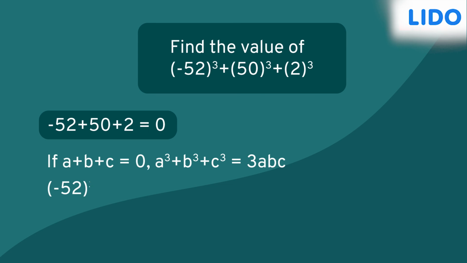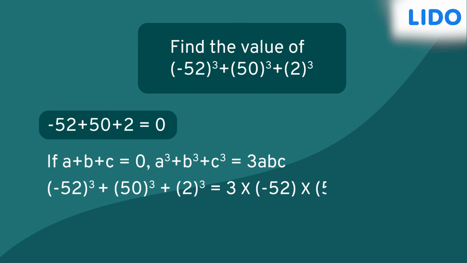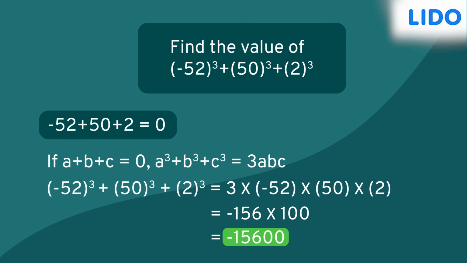Accordingly, minus 52 cube plus 50 cube plus 2 cube equals 3 times minus 52 times 50 times 2. Hence, the answer is minus 15,600. That was pretty simple, wasn't it? We didn't even have to calculate the numbers' cubes. So, arrangement is important in mathematics and in life.